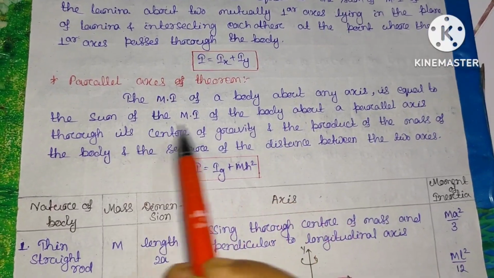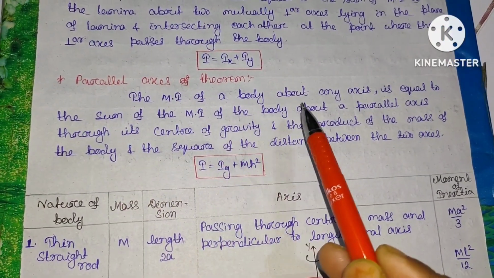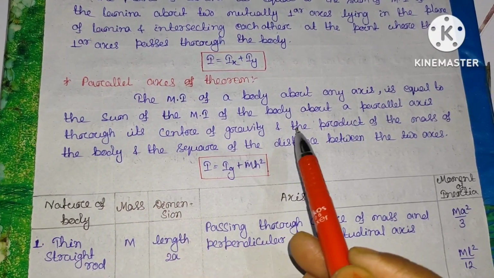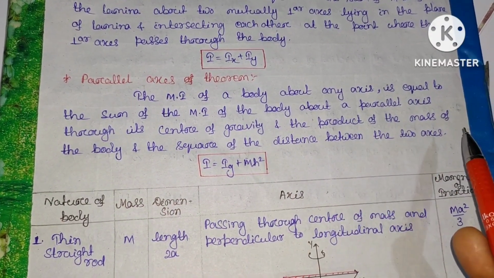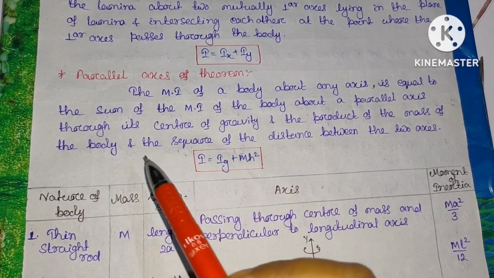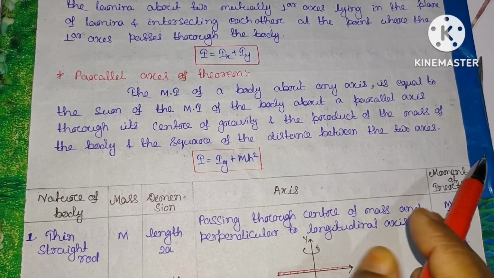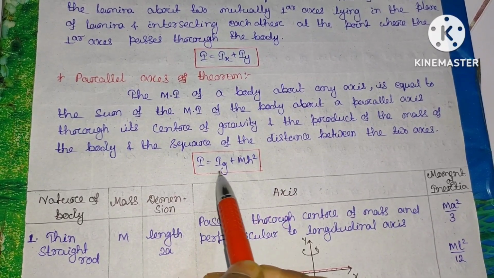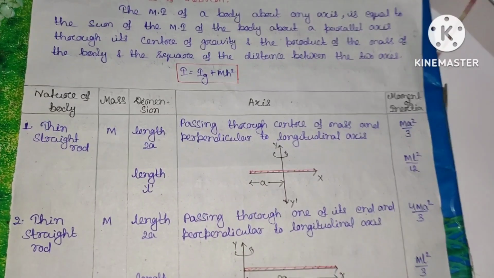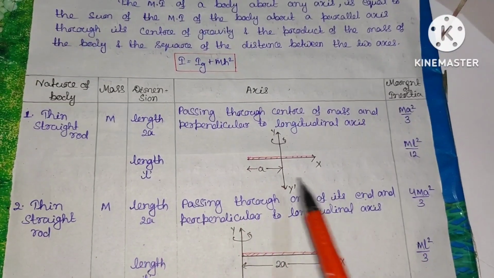Next is the parallel axis theorem. The moment of inertia of a body about any axis is equal to the sum of the moment of inertia of the body about a parallel axis through its center of gravity and the product of the mass of the body and the square of the distance between the two axes, or I equals Ig plus M s square. Here I have listed some basic formulas for the different types of bodies.